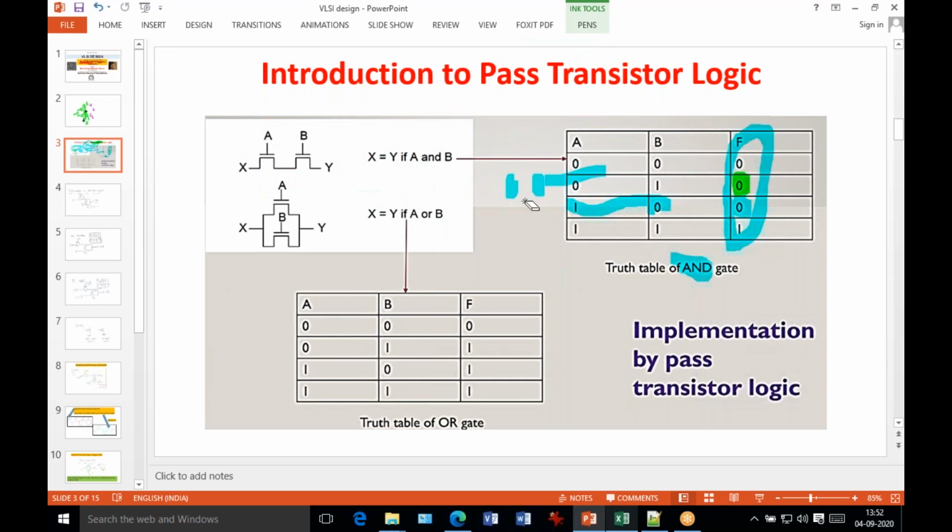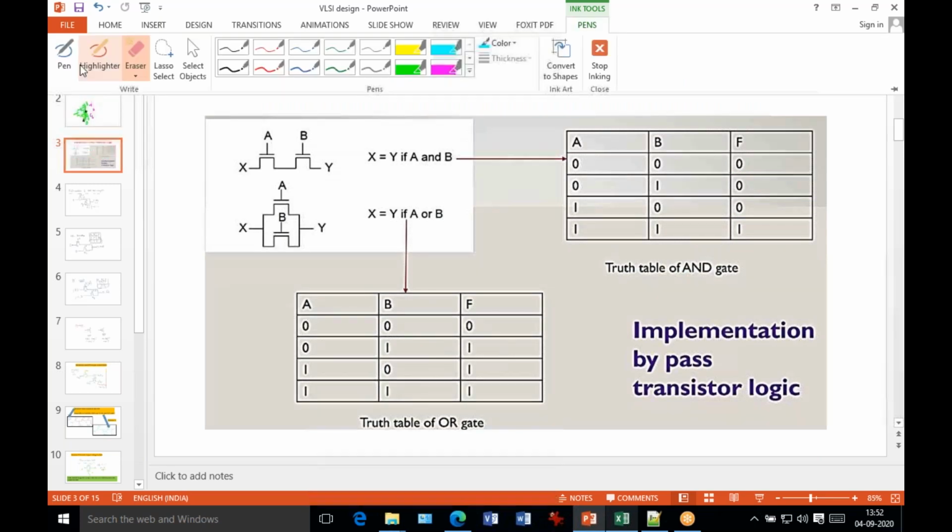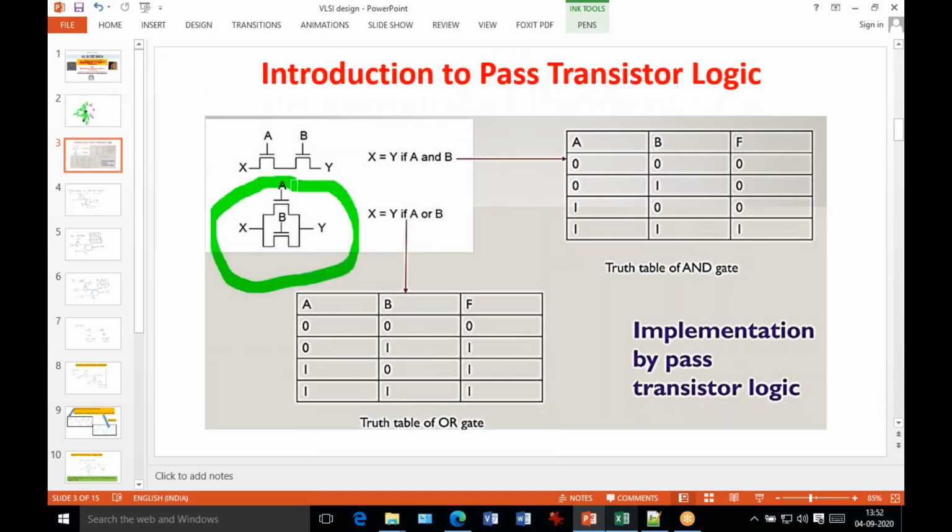Now we are going to some other circuit design. Suppose I configure and draw the next circuit. Now here both are NMOS transistors, but both are connected in parallel. So this time your circuit is different. First I put in all the combinations.